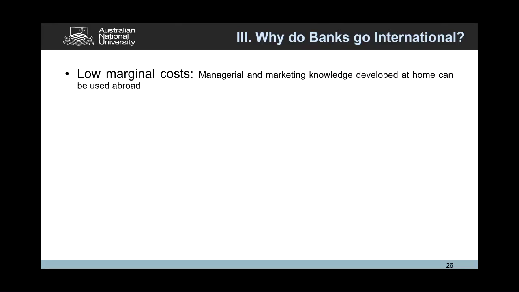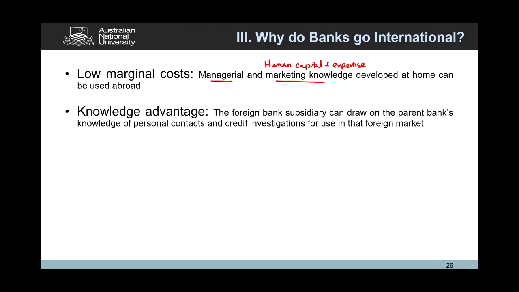So the first one that's being summarized here is low marginal costs, right? So you think that the managerial and marketing knowledge, basically the human capital and human expertise, can be used and leveraged in your foreign expansion, so you want to go international. Knowledge advantage. So the foreign bank subsidiary can draw on the parent bank's knowledge of personal contacts and credit investigations for use in that foreign market. This is more for the lower cost.